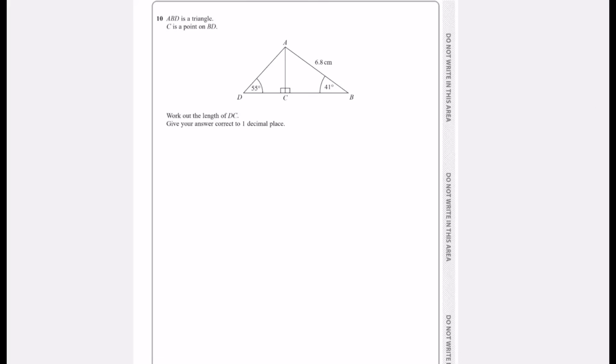Question 10. ABD, the whole shape is a triangle. C is a point on BD, so we're splitting it into two separate triangles. Work out the length of DC. So this part here. So we're going to use SOHCAHTOA twice. So we're going to find AC first. So that'd be the opposite and the hypotenuse. So that's SOH, that's sine.